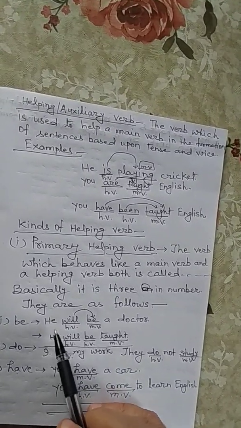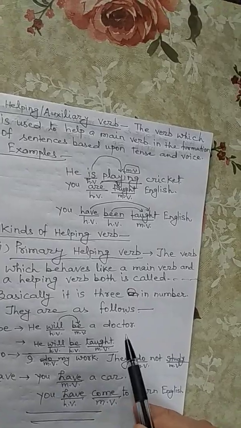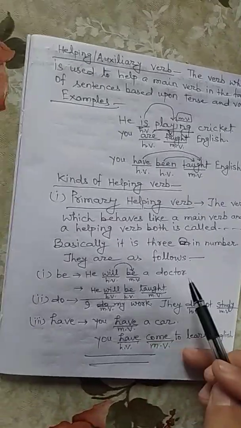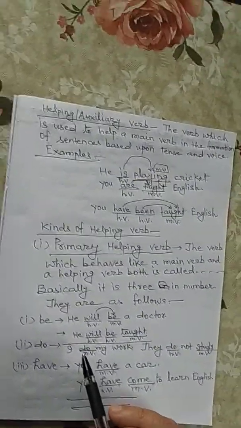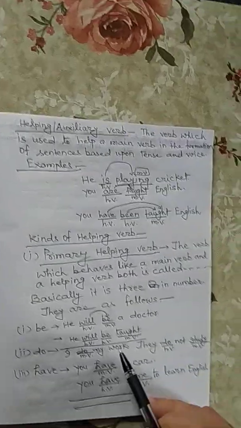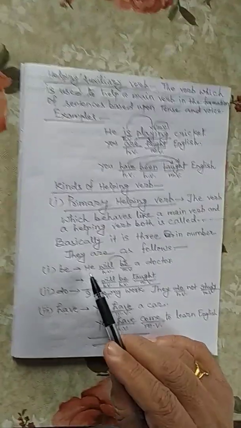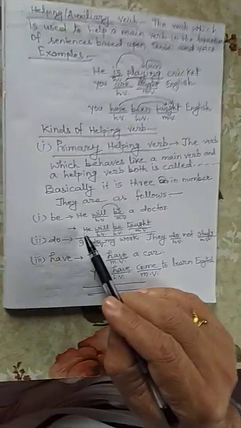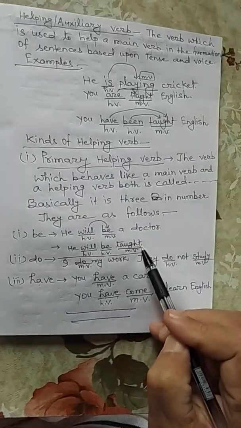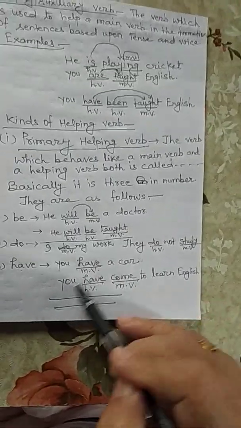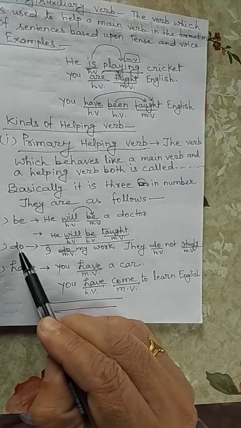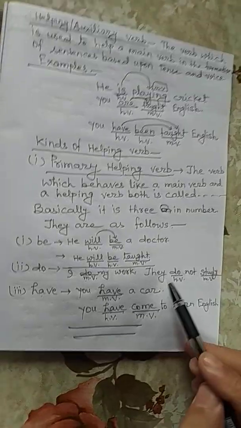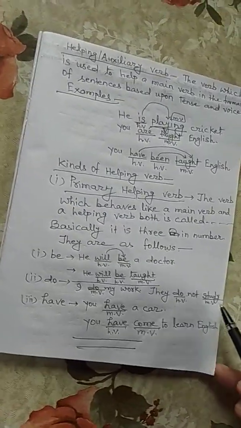One by one, I want to give you two examples. In the first example, you will see the use of be as a main verb, and in the second, you will see the verb be as the helping verb. He will be a doctor. In this sentence, be is the main verb, and in the second sentence, he will be taught, be is the helping verb. And the second, do. I do my work. Do is main verb. They do not study. In this sentence, do is helping verb, study is main verb.